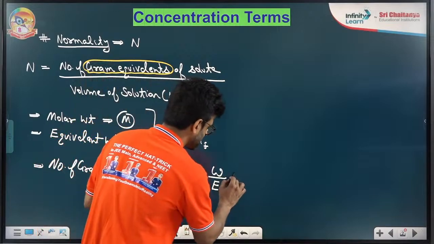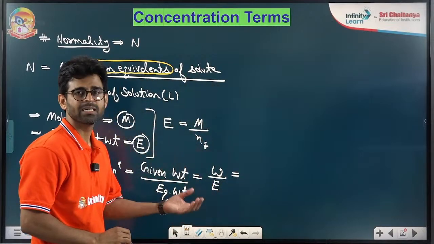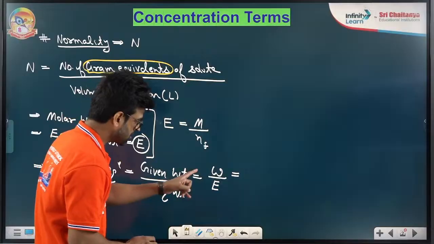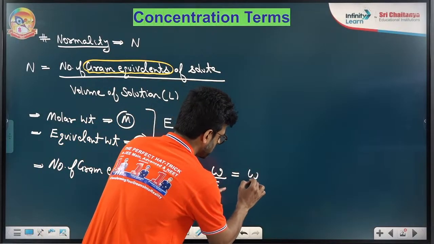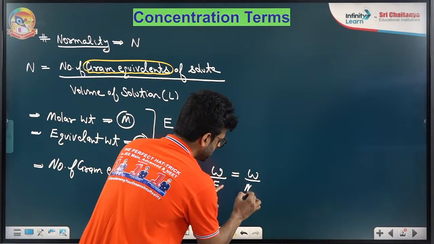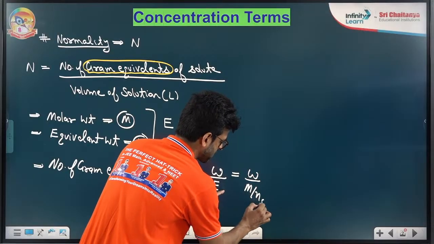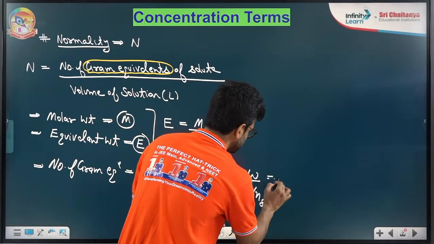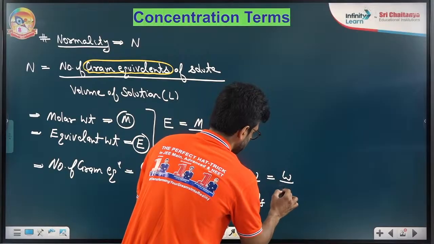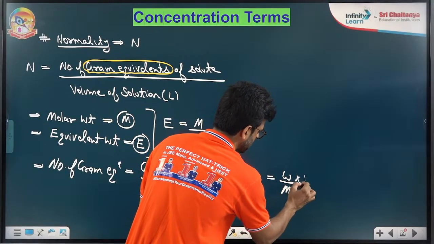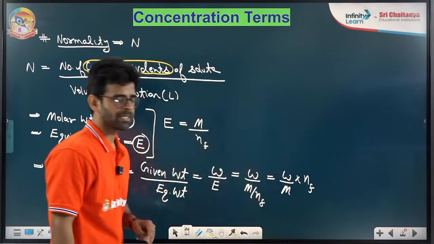Or if you want to relate number of moles here, what is E? We know E is molar weight by N factor, right? If you further write this, what is coming here? W by M, and the N factor going where? N factor going upside.